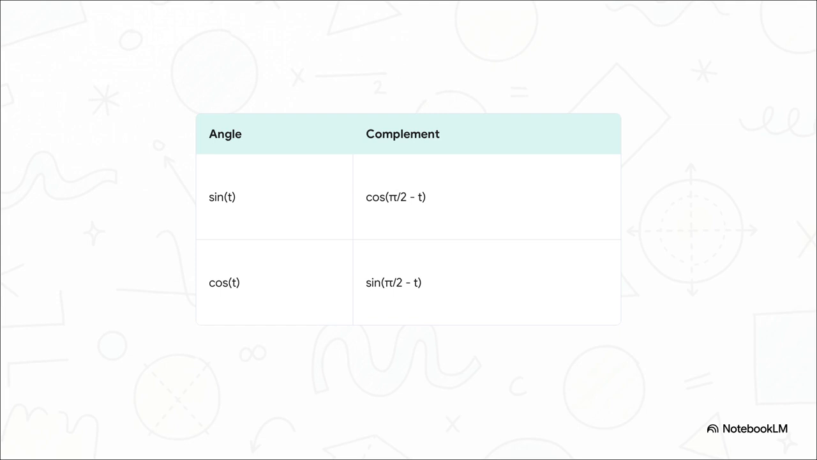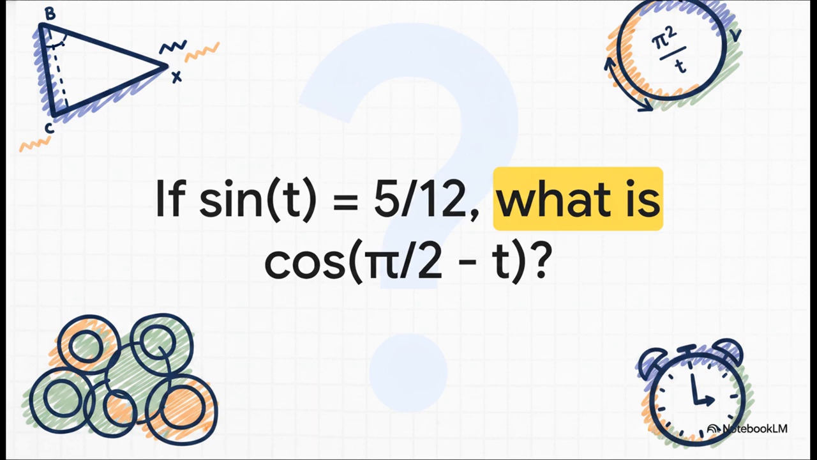Notice in our table, this means the sine of an angle t is the exact same ratio as the cosine of its complement, pi over 2 minus t, and vice versa. Sine of t equals cosine of pi over 2 minus t. Time for pause check number 2.